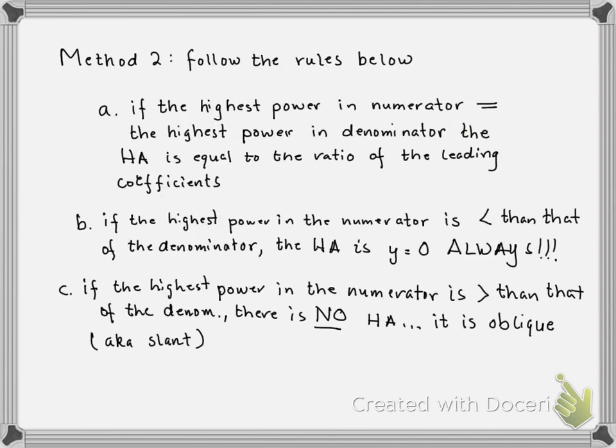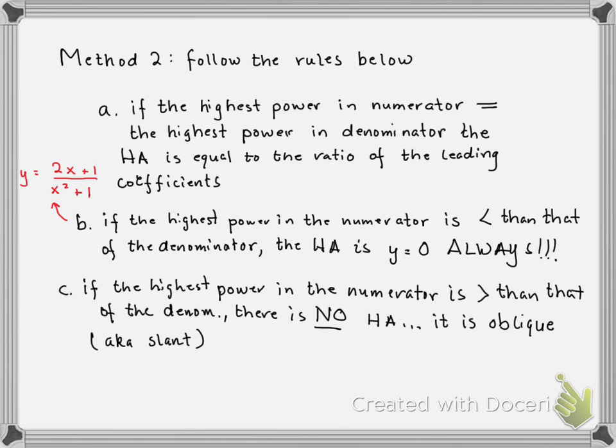Method 2b, if the highest power in the numerator is less than that of the denominator, the horizontal asymptote is y equals 0 always. Meaning, if we had the function y equals 2x plus 1 over x squared plus 1, for example.